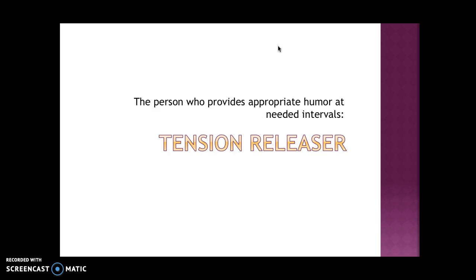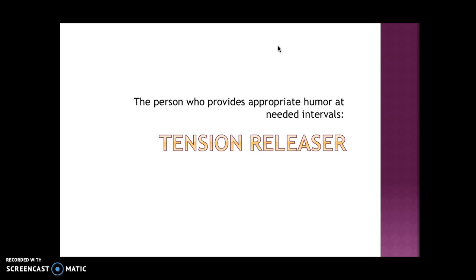And while this one might seem optional, if you've ever been in a group that didn't like each other, that was going to explode or implode, you realize the need for a tension releaser. This person, the most important part of this definition is appropriate humor at needed intervals. This is not someone who circumvents the group process, who's always cutting up so you never get anything done. But this person is sensitive to the fact that groups might blow up, and so they may need to take a break. They may need to put things in perspective that, hey, this is just a group project, and so let's breathe.